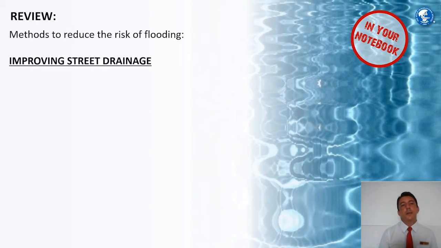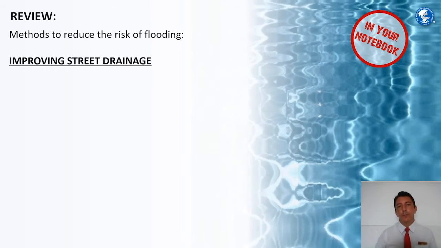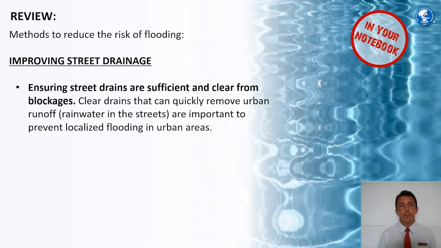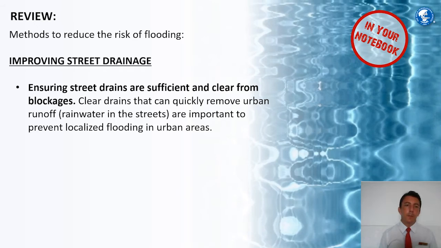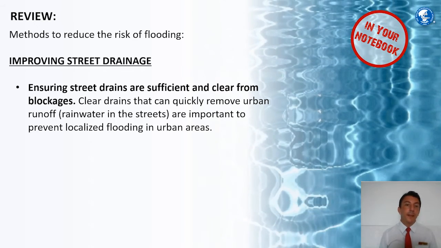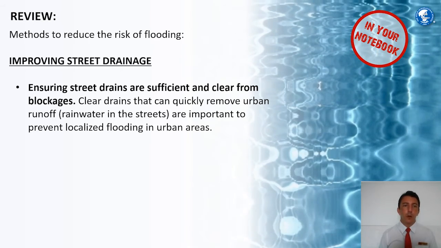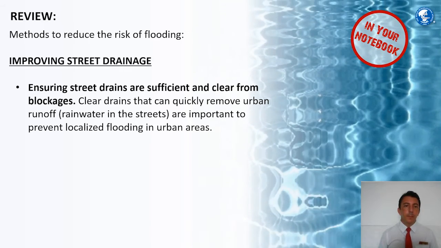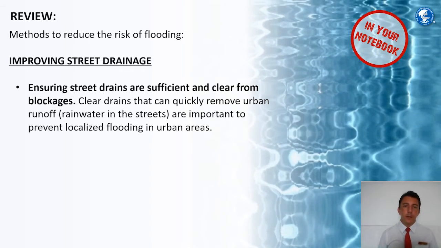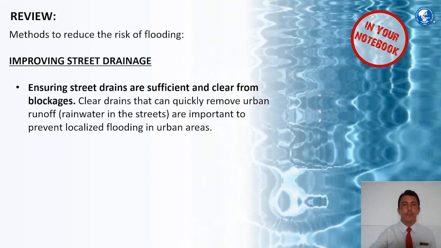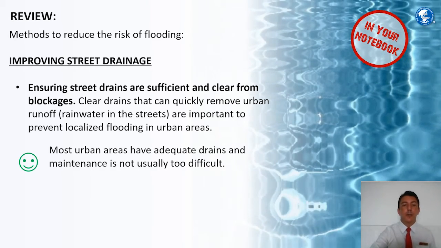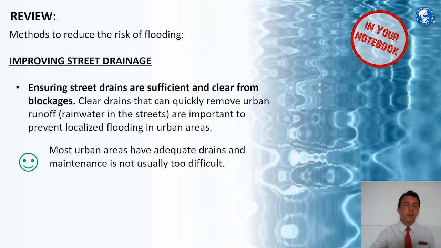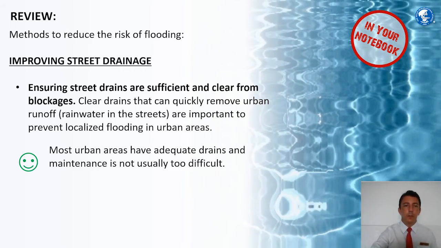Another method is to improve street drainage. So ensuring the street drains are sufficient and clear from blockages. So we need clear drains that can quickly remove urban runoff, and this will prevent localized flooding in urban areas. So most urban areas have adequate drains already, and maintenance is usually not too difficult.